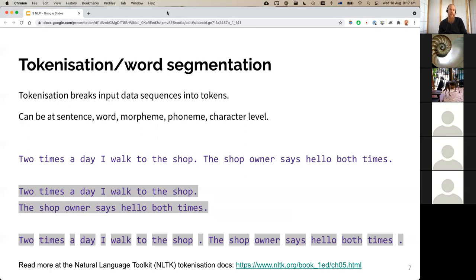Tokenization. Natural languages and formal languages are both made of tokens, and we can think of tokenization as a process of splitting some input into tokens. A token could be a sentence-level slice of the input, or it could be a word-level slice of the input. You can tokenize into smaller chunks or smaller segments, down to morpheme or phoneme or character-level tokenization. So a token is an element of a text.